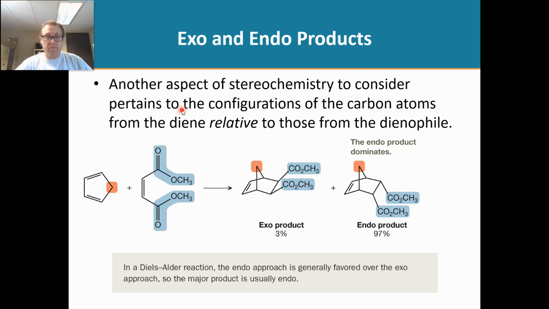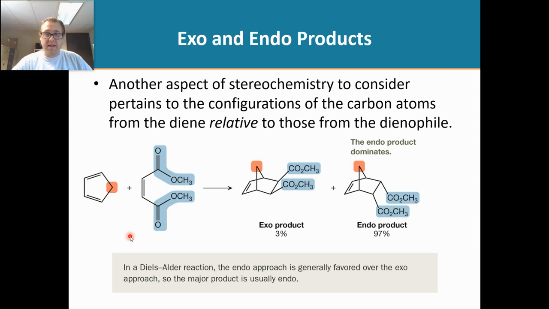We have another aspect of stereochemistry to consider, and it pertains to the configuration of the carbon atoms from the diene relative to those from the dienophile. And so those relationships, we have two types. We have what's called the exo product and the endo product. And so what you need to be aware of is how to tell them apart.